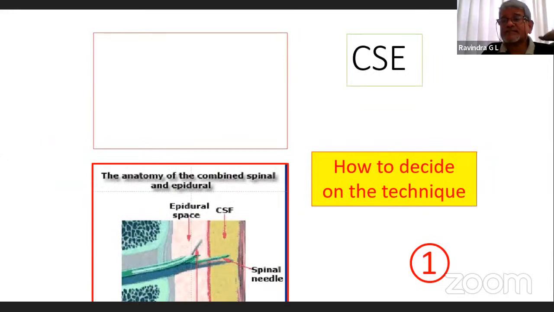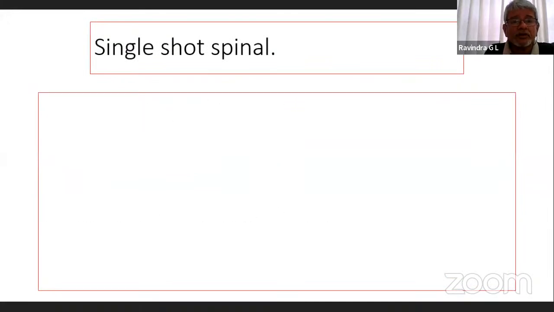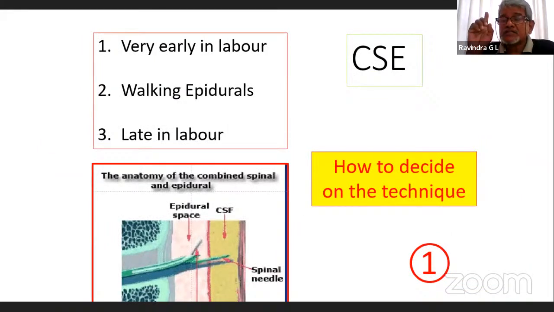Number one, CSE. How to decide on this technique? When is CSE decided? It is either given very early in labor or late in labor. This is in my practice. Only two indications. When you are choosing labor analgesia very early in labor, I use CSE, or very late in labor, I use CSE. The reasons are simple. When I'm using it very early in labor, the spinal component is only fentanyl, say about 20 to 25 mics. Sometimes even nowadays, I'm using only 10 mics also. Even 10 mics intrathecal works very well. Just the 10 mics fentanyl. And when I give it very early in labor, you don't require anything else.